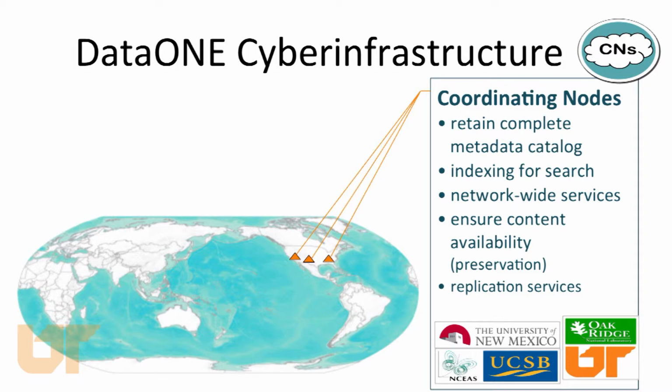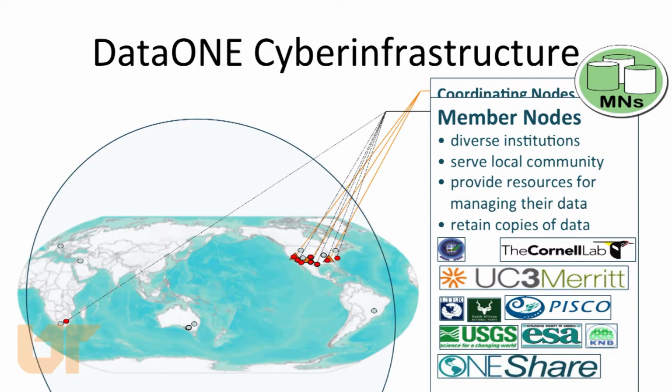The DataONE cyber infrastructure is composed of 3 components. Coordinating nodes are the foundation of the DataONE network. These nodes ensure content availability and provide network-wide services. Each coordinating node maintains a complete catalog of the metadata, conducts indexing to enable searches, and provides replication services.